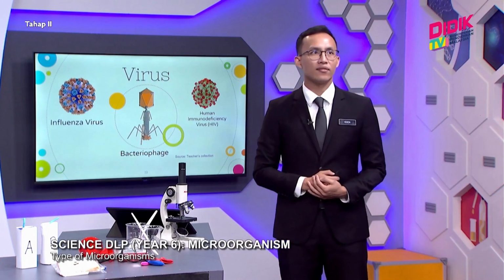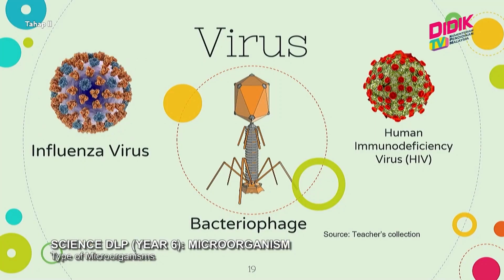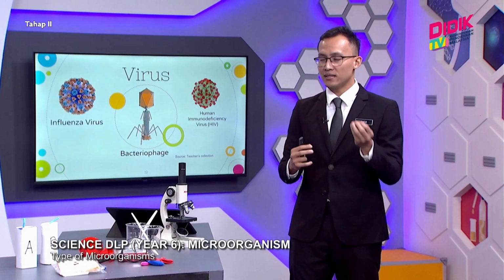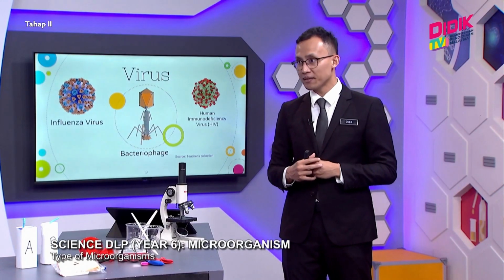So we have the influenza virus, which is quite common, but it is also deadly. Influenza virus actually kills a lot of humans every year, if the immune system is not strong enough. And then just now I did mention that the virus actually inhabits other microorganisms, right?